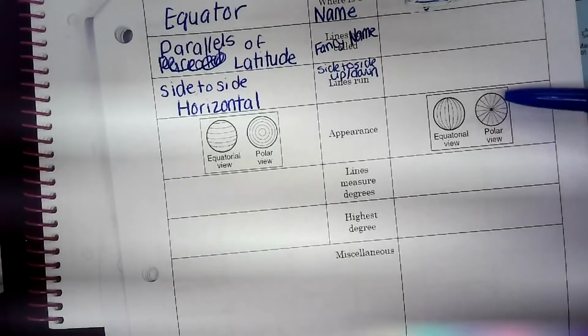Whereas, take a look at this picture. I know we're not there yet. Why are these not called parallels of longitude? They touch at the North Pole and the South Pole.